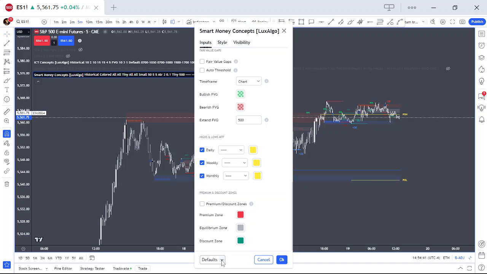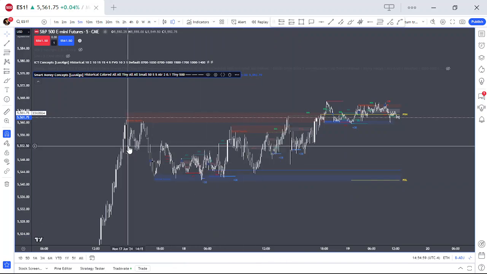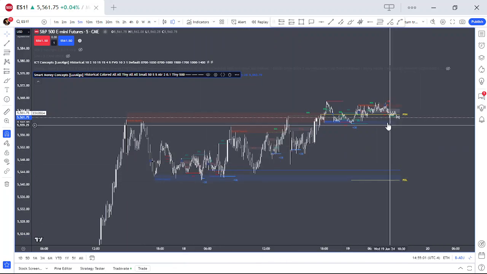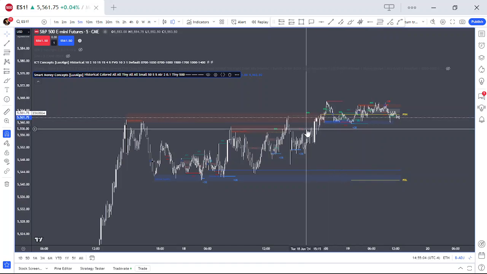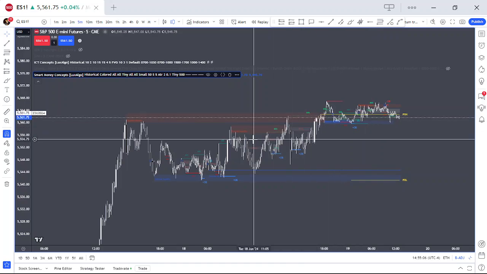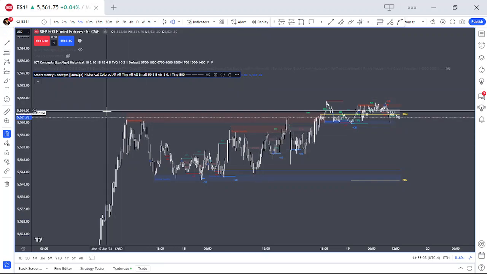Once you have those turned on, save as default and hit OK. Everything else is turned off. That is all we use this indicator for, because everything else we already have in the ICT Concepts indicator. But these previous highs and lows show time-based liquidity, so we'll discuss that later.